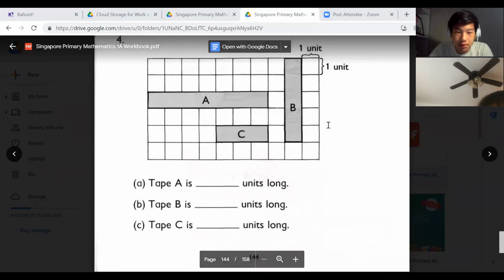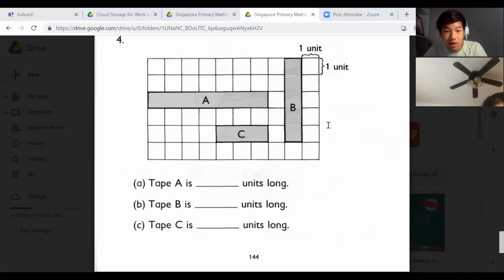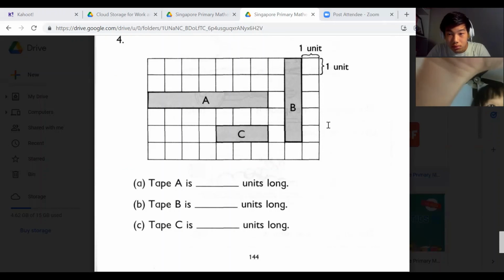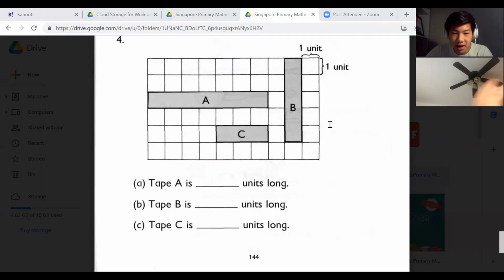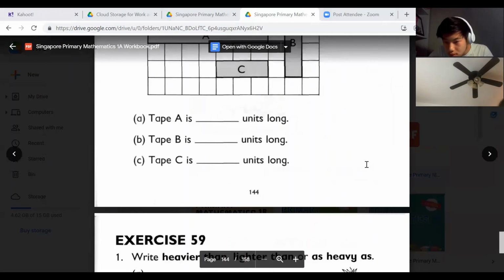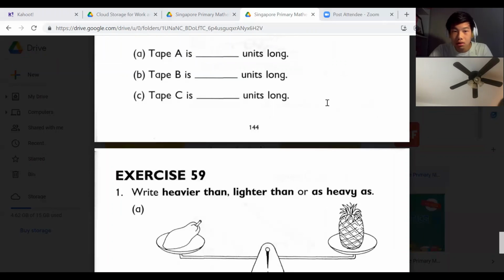Then right here. Tape A is how many units long? Tape B is how many units long? And tape C is how many units long? Tape A is 7 units long. Okay. Tape C is 3 units long. And tape B is 5 units long. Okay, perfect.